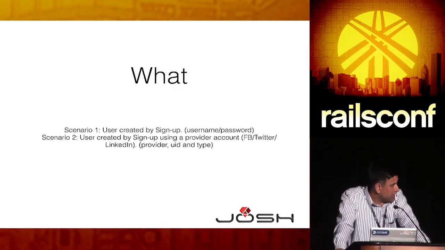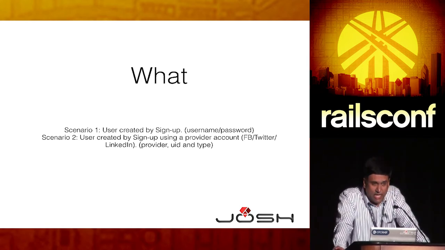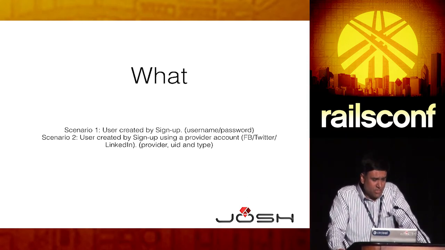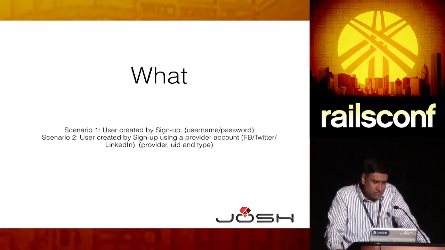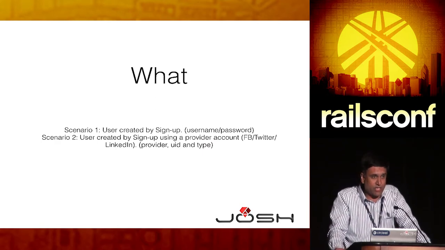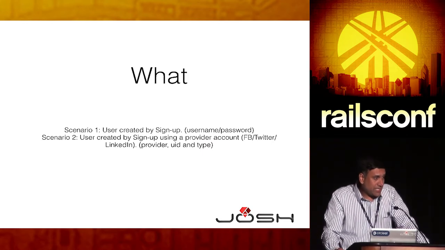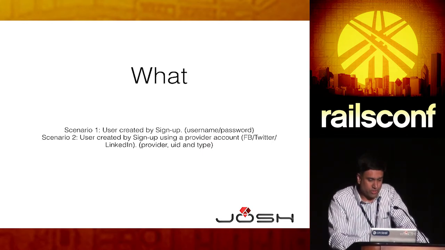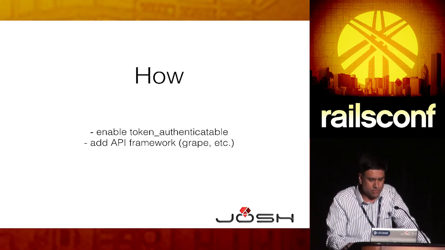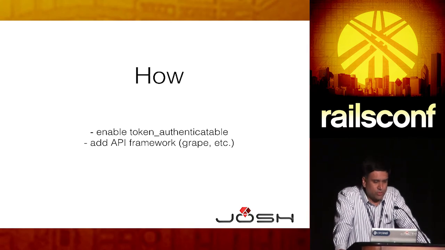When we analyzed, in an application there are two scenarios which need to be handled so that a native mobile application can authenticate to the backend service application. One is where the user is created in sign up, and the second is where the user signs up using a third-party provider like Facebook or LinkedIn. These are the two scenarios that had to be handled, otherwise the application won't work. As a standard API implementation, the solution is obvious. We had to enable token authenticable and add an API framework.